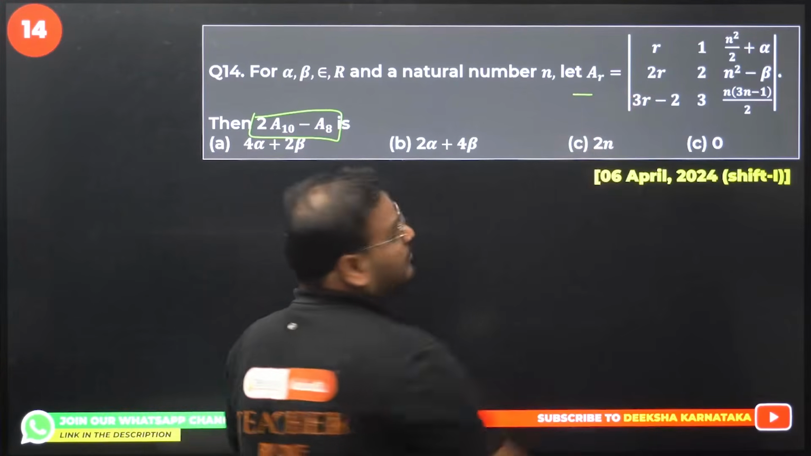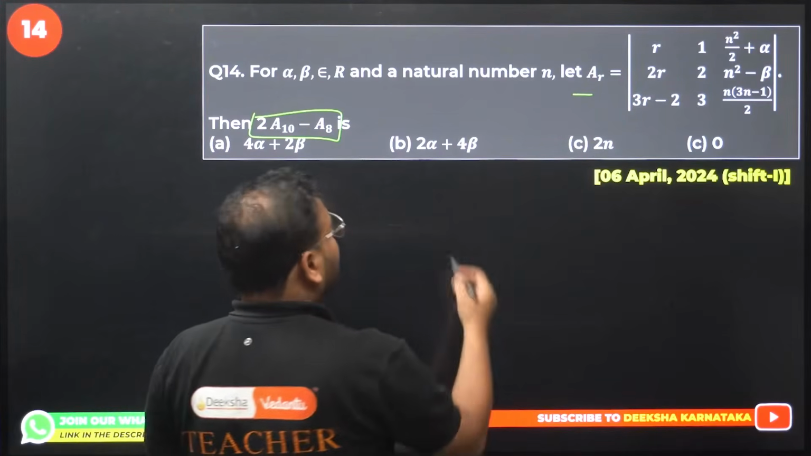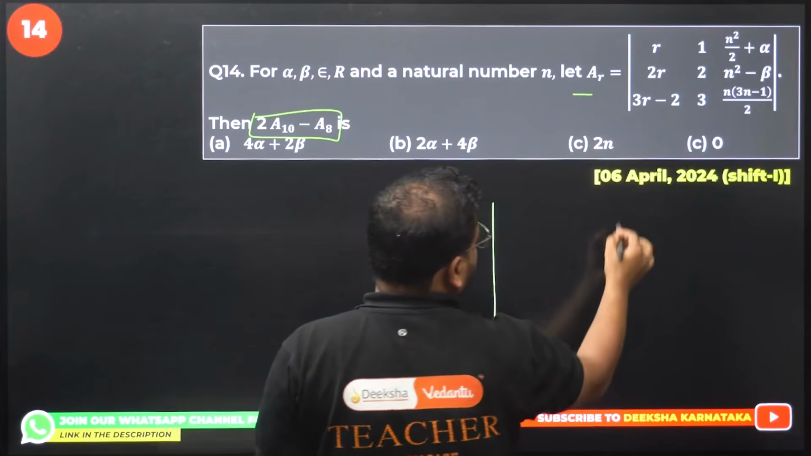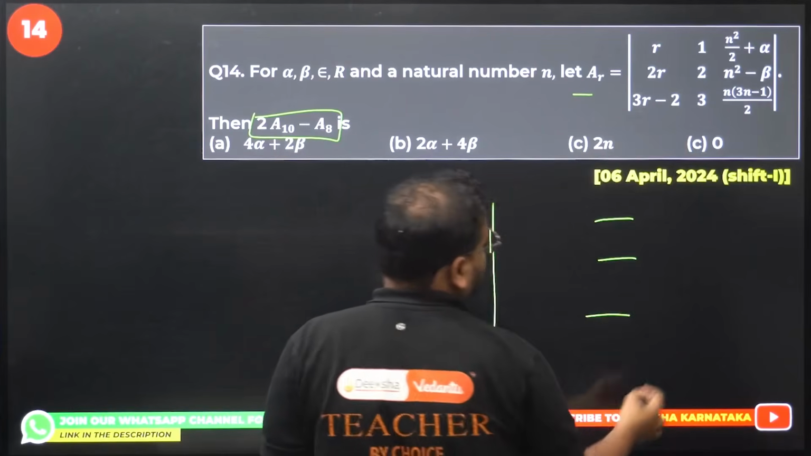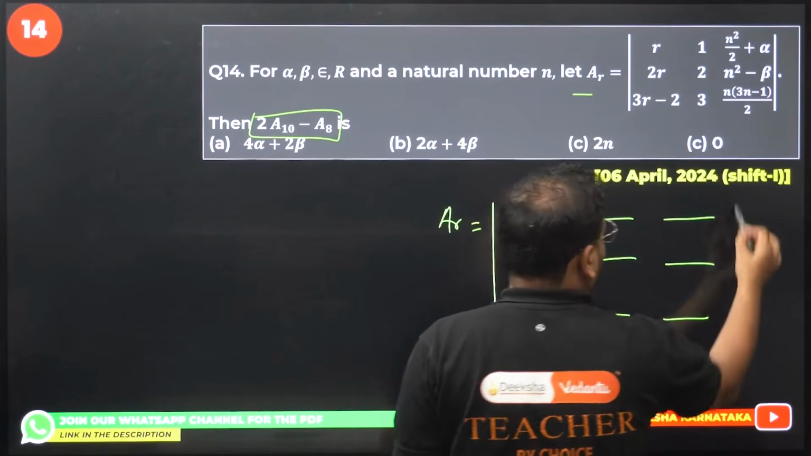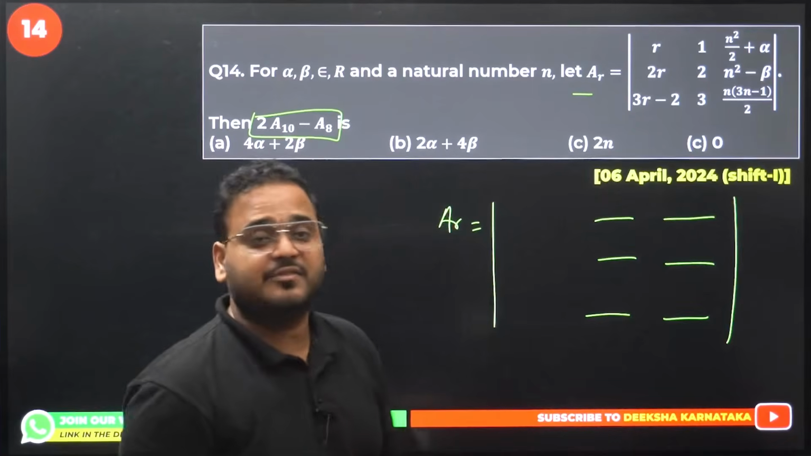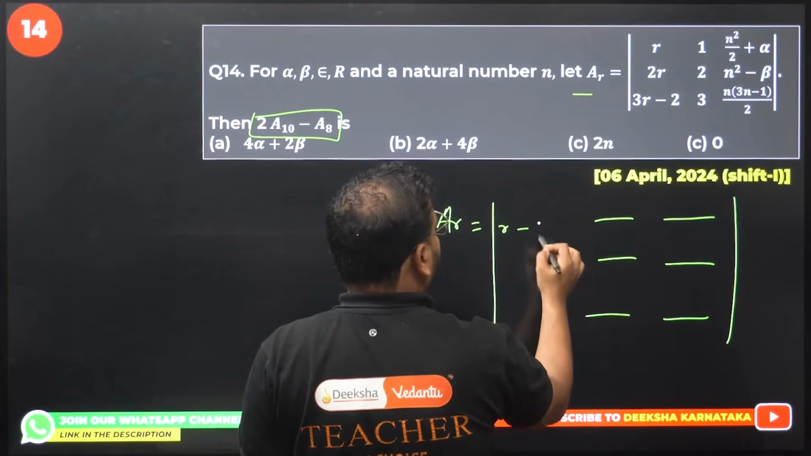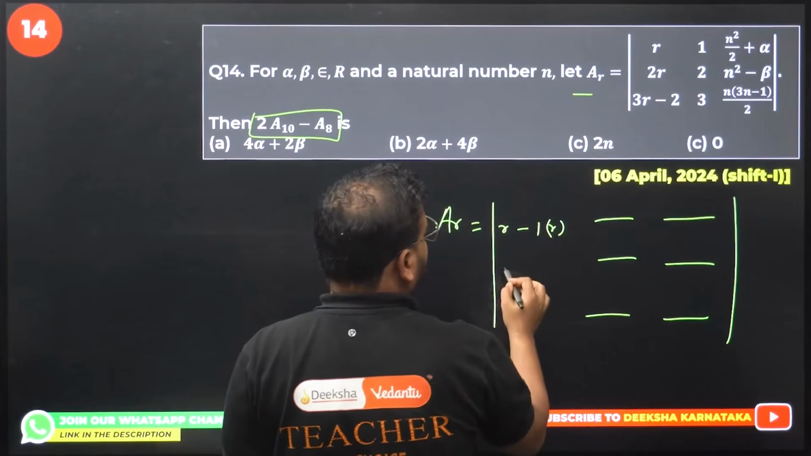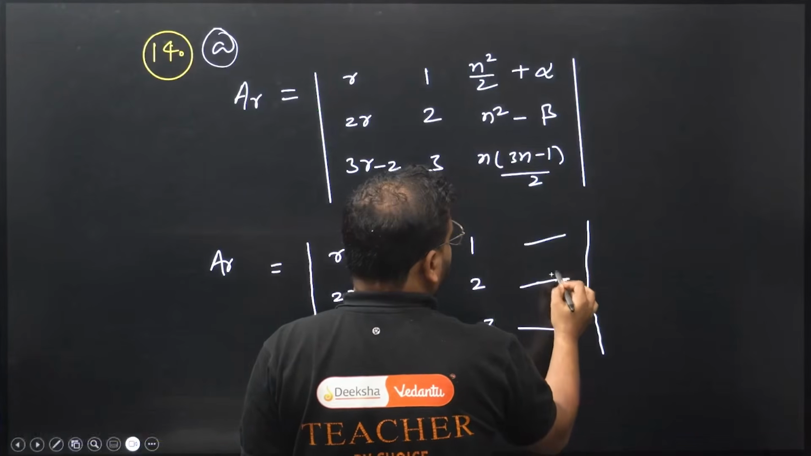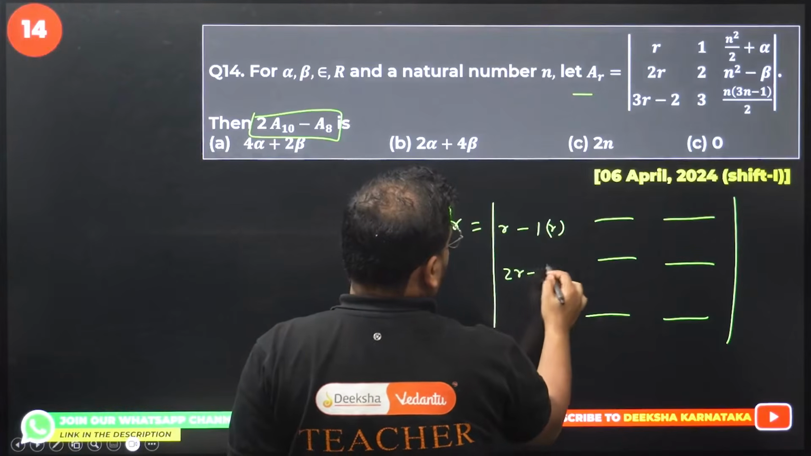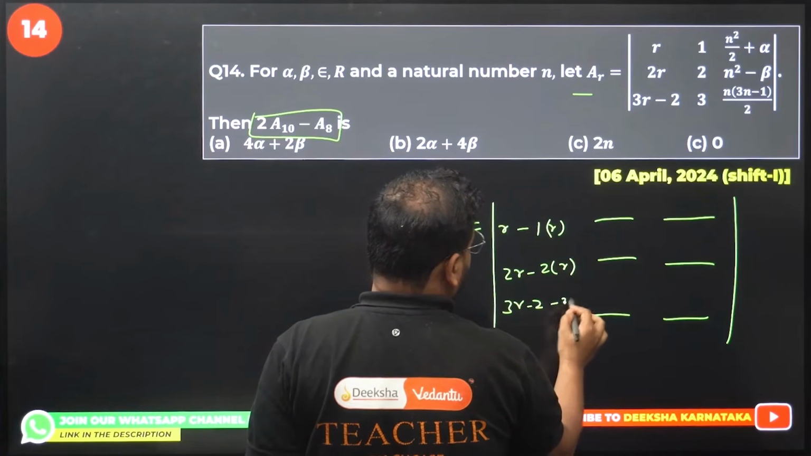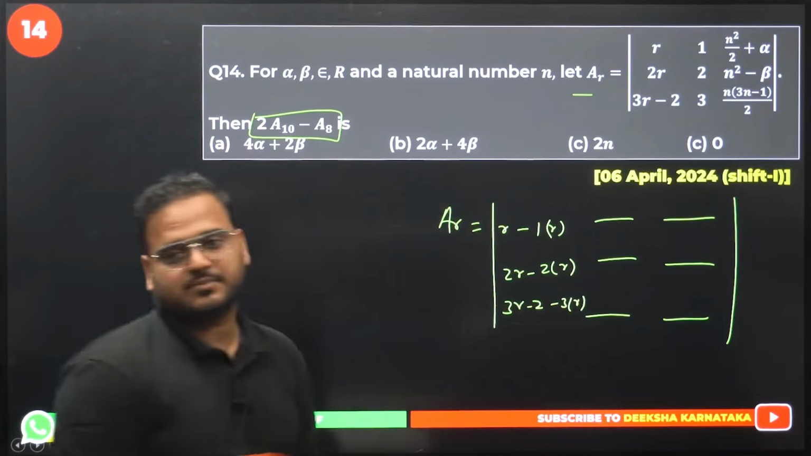But looking at this will be difficult for us to do. Do one thing, apply column transformation. So write like this. Other elements remain as they are. This and this remain as they are. The other 2 columns remain as they are. We're going to make changes in the first column itself. Right here, R minus 1 into R. Same way over here, do 2R minus 2 into R. Over here, 3R minus 2 minus 3 into R. Do these changes in the column.